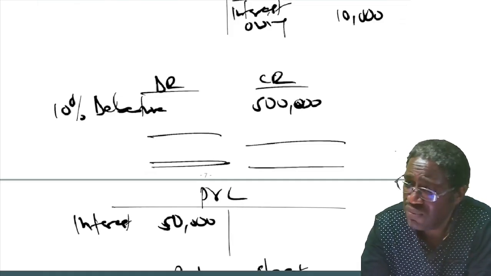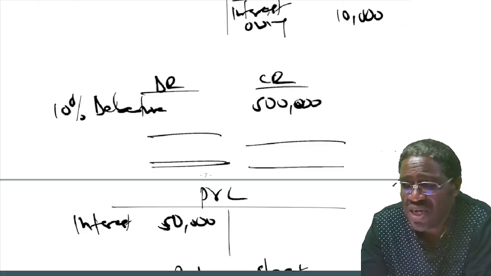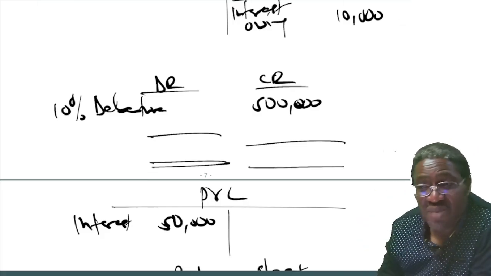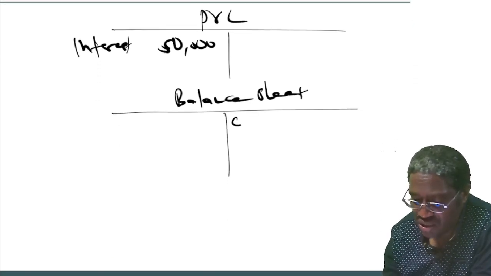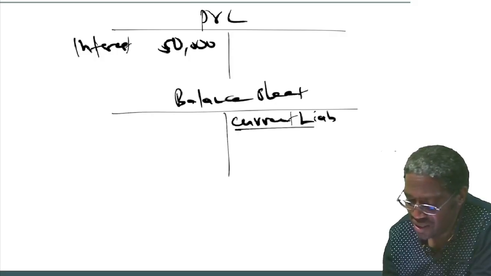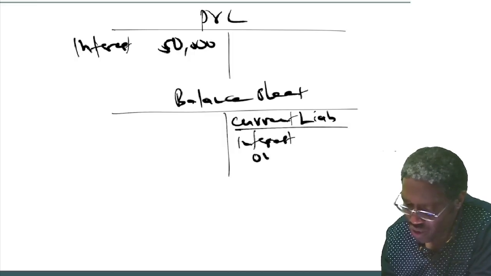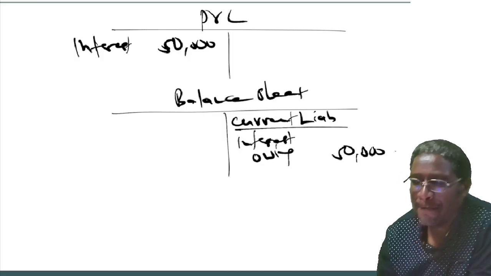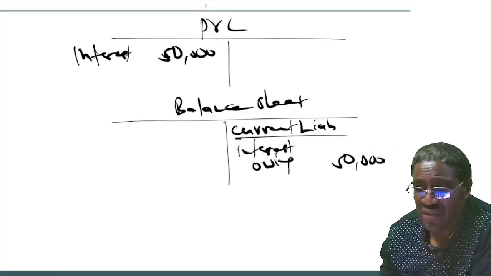So it means, therefore, that the whole 50,000, which was the charge for the year, I've paid them nothing out of it. So the whole amount also becomes the liability for the year. So in your balance sheet, again, among your current liabilities, you will now have interest owing of 50,000. Now listen, I want to change something in the first case.